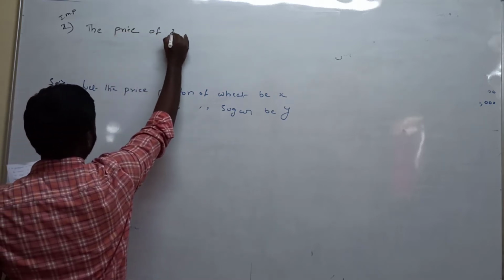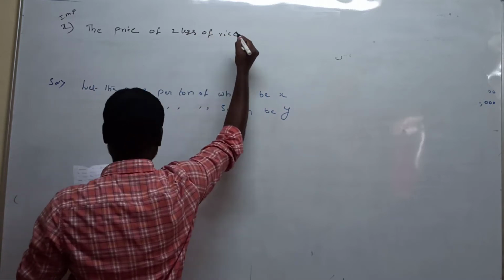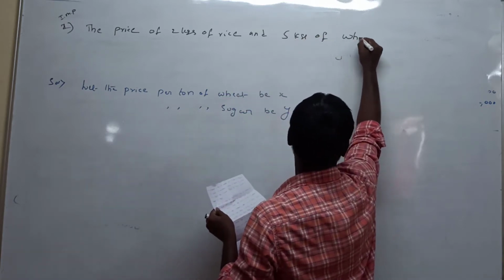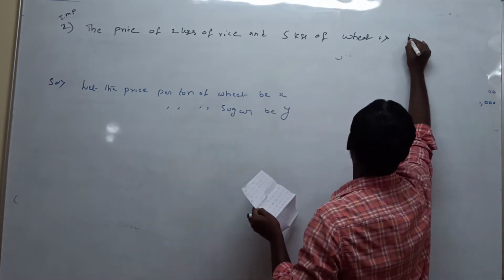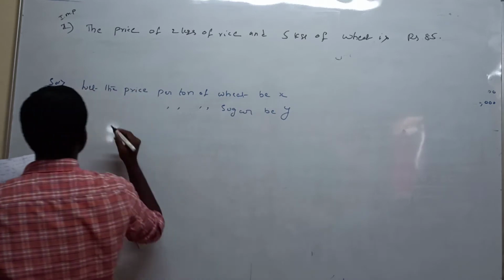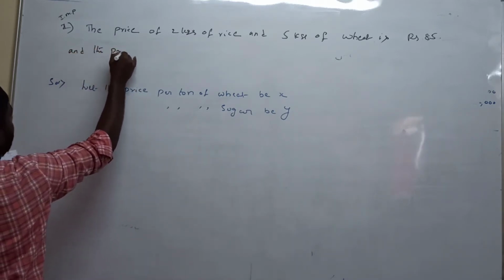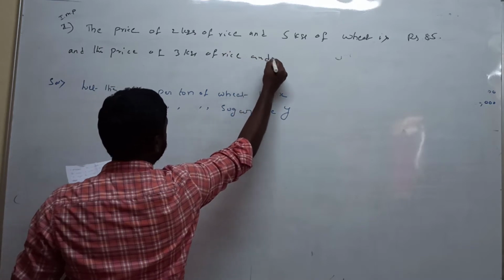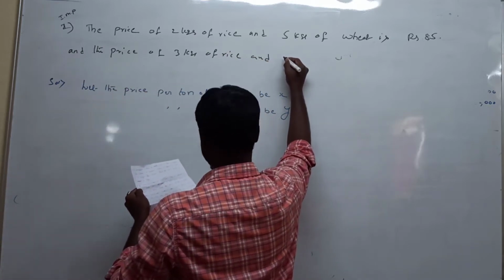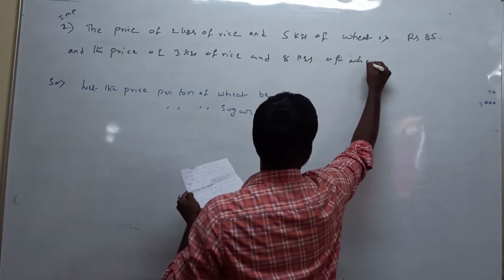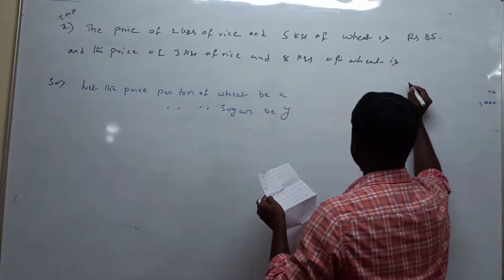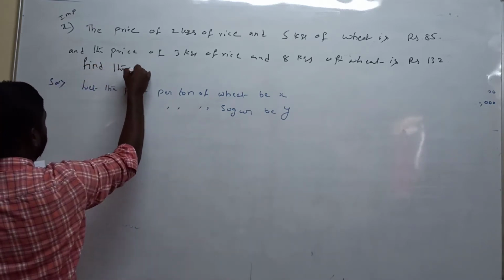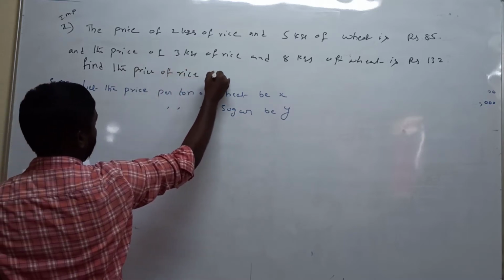The price of 2 kgs of rice and 5 kgs of wheat is 85 rupees, and the price of 3 kgs of rice and 8 kgs of wheat is 132 rupees. Find the price of rice and wheat.